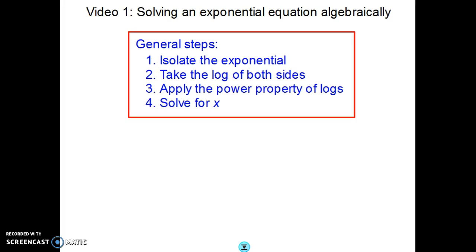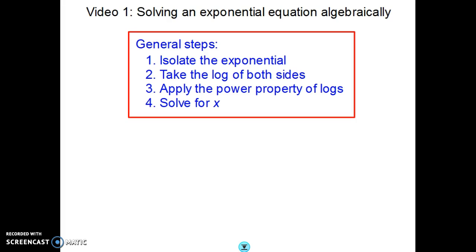So we'll jump right into the steps for solving an exponential equation algebraically. There are four main steps here. First one is we're going to isolate the exponential. And what that means is we want to get the part of our equation that has the variable exponent alone. Step two, we're then going to take the log of both sides. Technically, we can do any log base, but we're going to be using log base 10, again, because that's the one on our calculator.